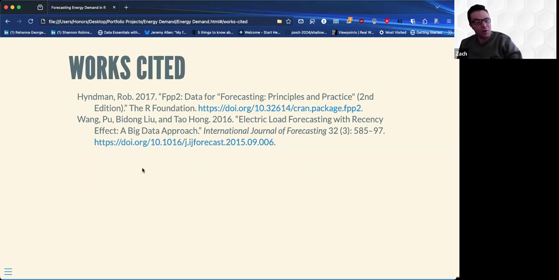And so that's my presentation. I wanted to cite some sources here. One was the book I used to learn how to write all these forecasts in R. And the other was the academic journal article I was talking about, where I got the idea for this regression model. And that's my presentation.